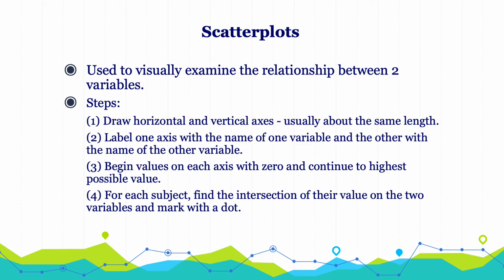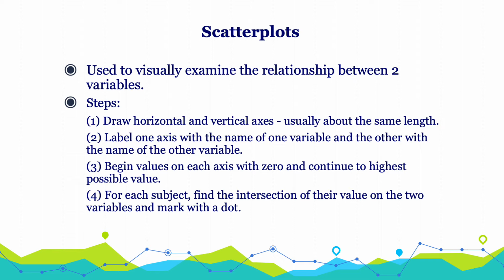So when we're trying to talk about correlations, we typically can illustrate these in scatter plots, okay? Scatter plots are used to visually examine the relationship between two variables. I have the steps here, okay? To do a scatter plot, you would draw your horizontal and your vertical axes, usually about the same length.